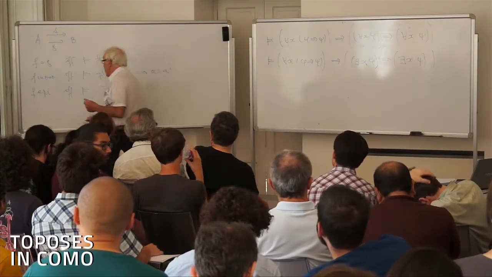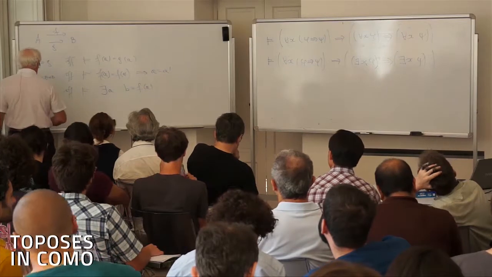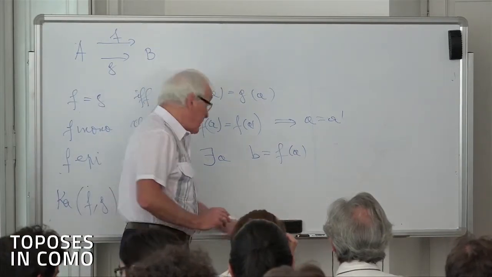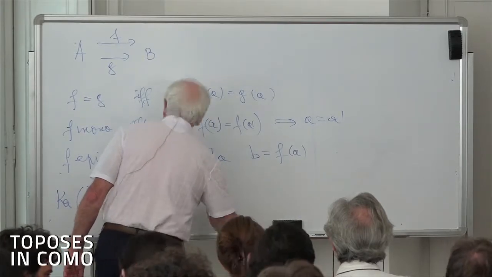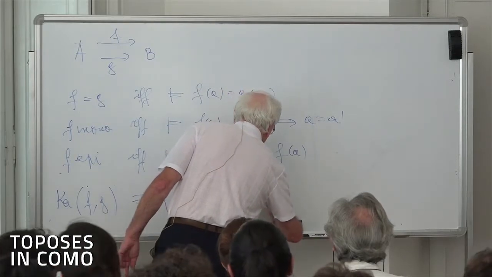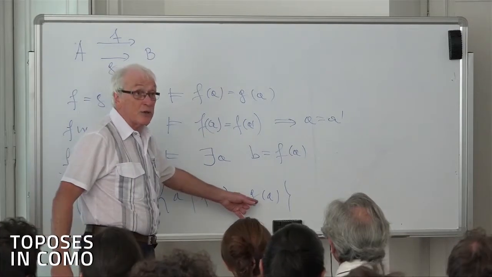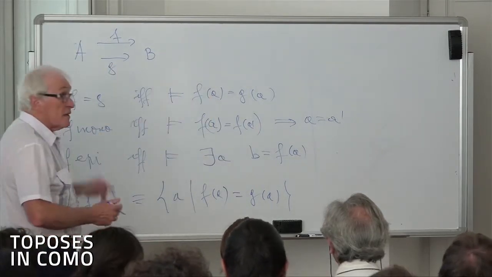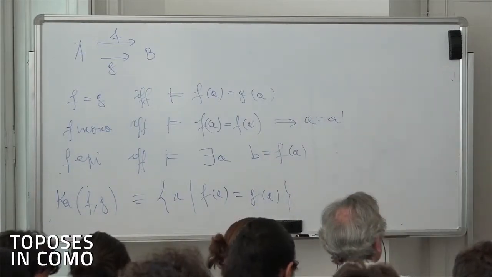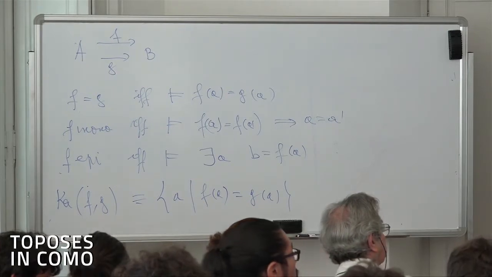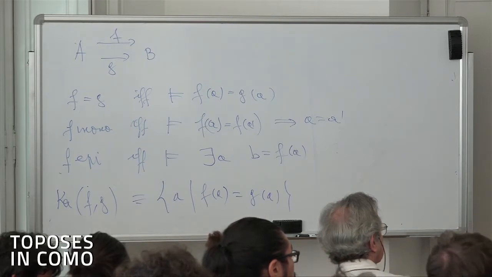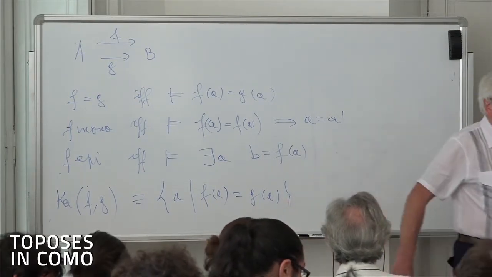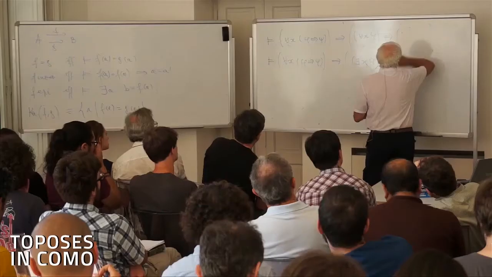And so you could write the equalizer of F and G. Well, the equalizer of F and G is a subobject. It is the set of A such that F of A equals G of A. We have seen that the set of variables such that a formula holds is a subobject. So we can describe the structure of a topos now using its internal logic, and then we can write down proofs with the internal logic.